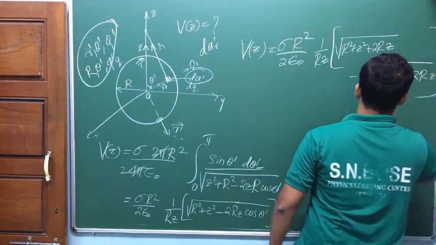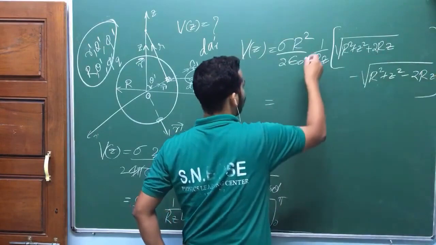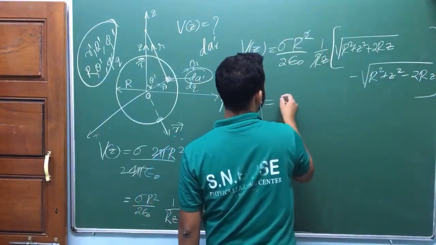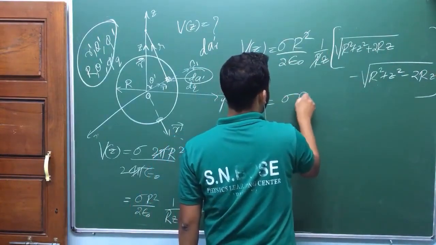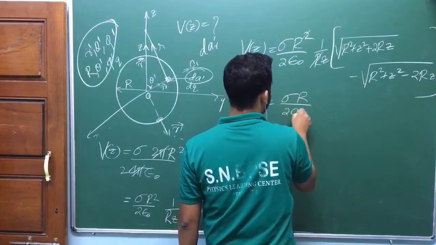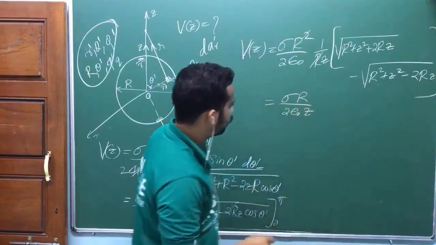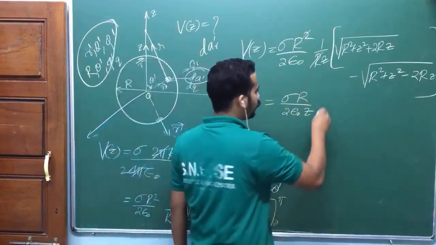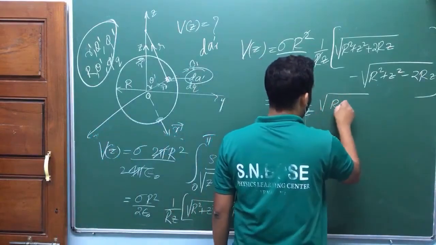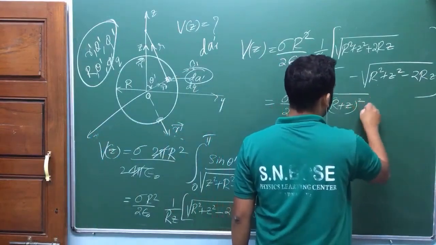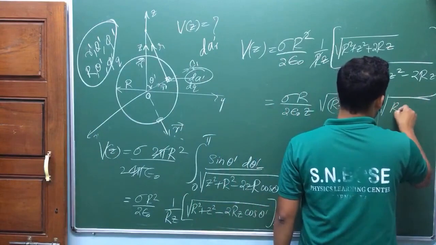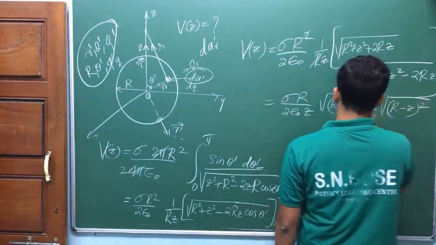So now look at the small manipulation. Try to grab some logic behind this one. Sigma R divided by 2 epsilon naught z, okay. We write this one as root of (R plus z) the whole square minus root of (R minus z) the whole square. Am I right? Check this out.